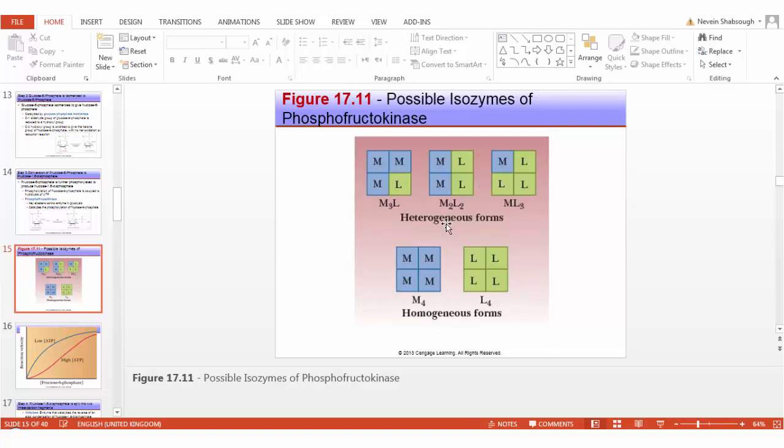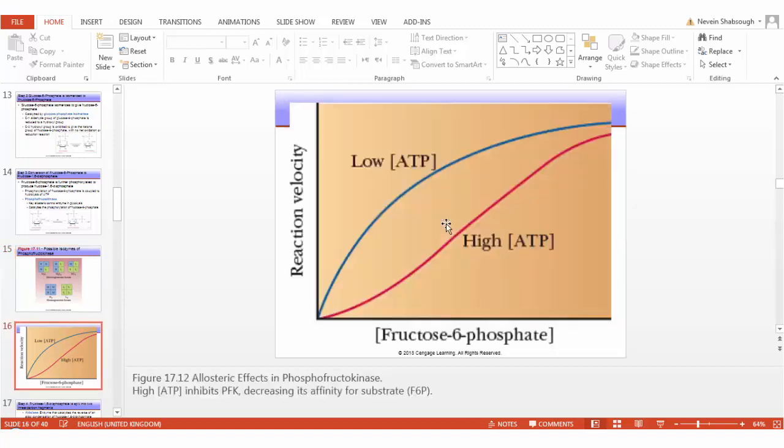So how many do we have? We have 5 isozymes, and they can be separated from each other by electrophoresis. In red blood cells, several of the combinations can be found. So these are the possible isozymes of phosphofructokinase. Now this figure shows us the allosteric effect in phosphofructokinase. ATP here is an allosteric effector in the reaction.